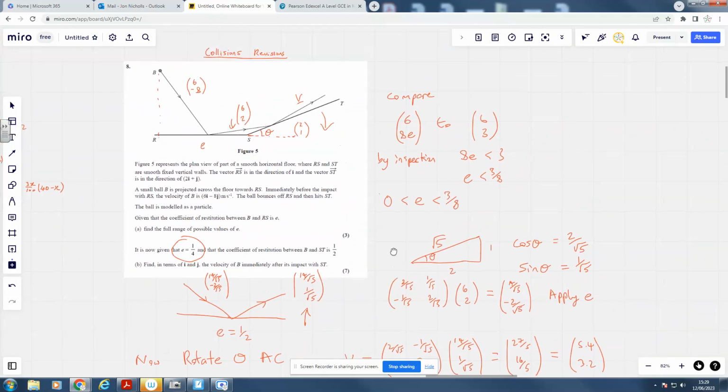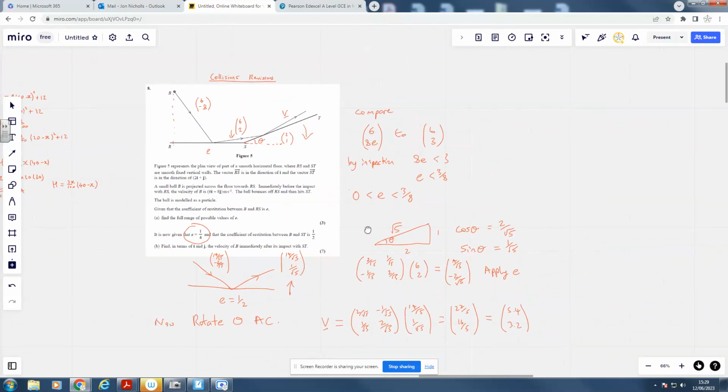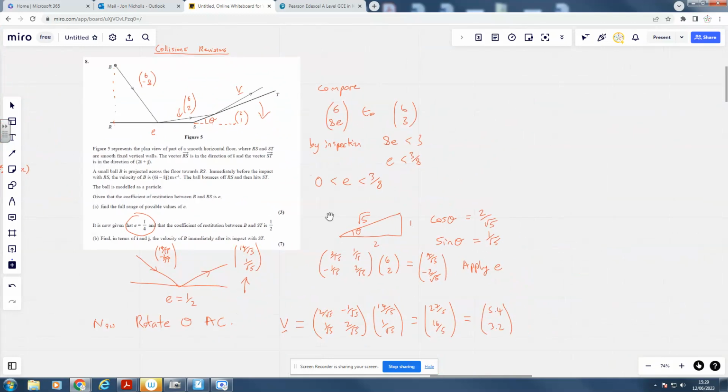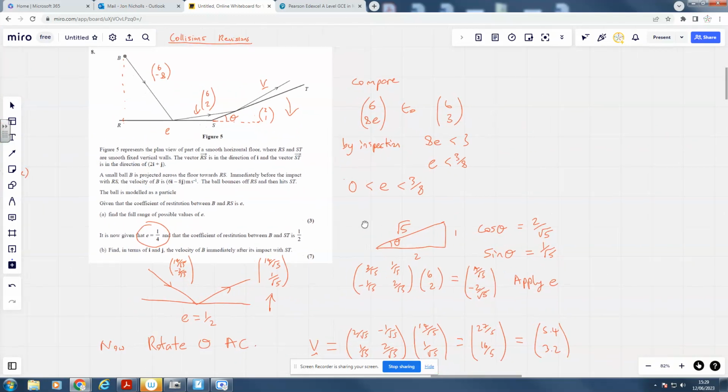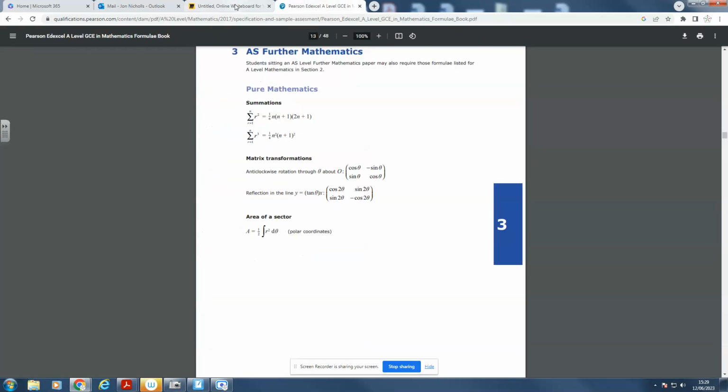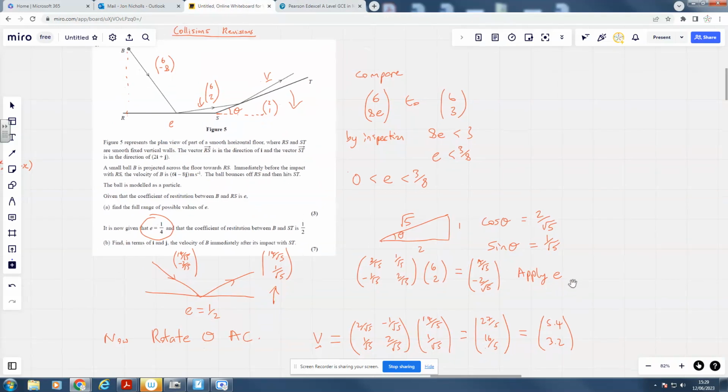So hopefully you found that useful. I do like the matrix approach. I think in the exam I'd probably use that approach myself. It's just, you get the formula for rotating and I can see exactly what's happening and what I'm doing.